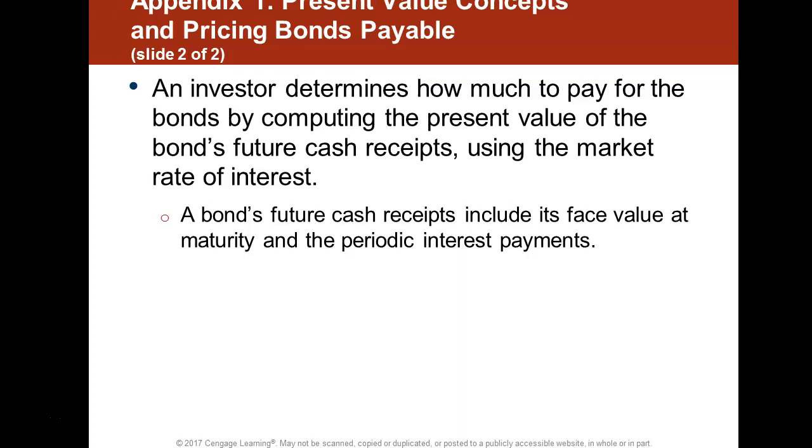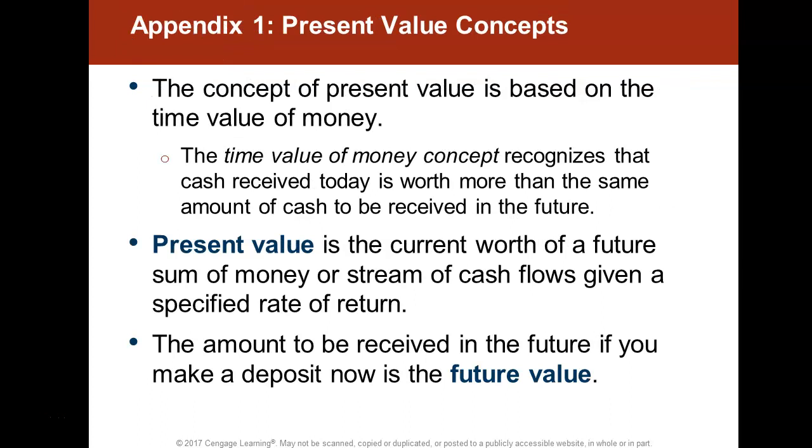And that's what really causes the confusion with students, because you're dealing with present value when it comes to the interest, and you're dealing with future value when it comes to the principal amount, which is the bond maturity value. So present value is going to be the current worth of a future sum of money or a stream of cash flows. So let's make sure we get clear.